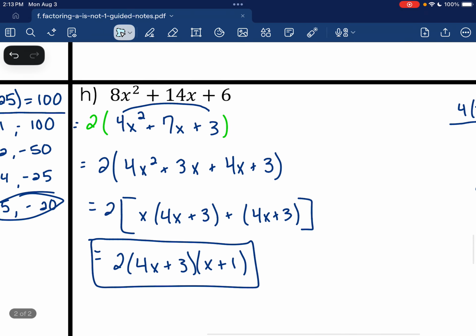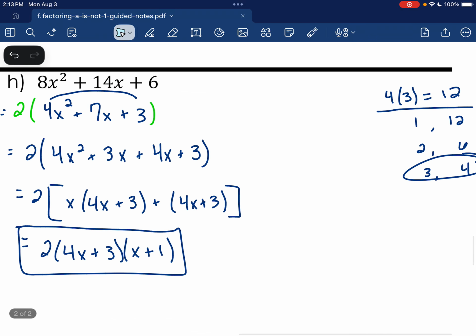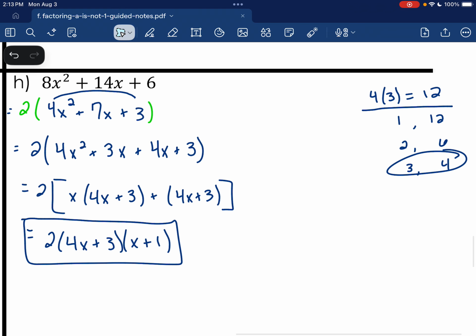Finally, here in H, we had a GCF that we could take out to the beginning, so we needed to factor out a 2. Then we looked at factors of 4 times 3, using the factored trinomial here. To get 12, we wanted factors of that to add to 7, so we went with 3 and 4. We ended with 2 times 4x plus 3 times x plus 1. Make sure you're carrying that 2 along all the way down, and that your GCF doesn't disappear on you.